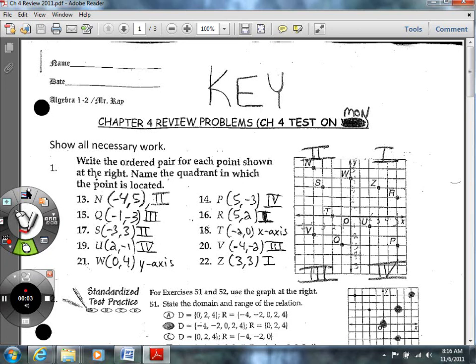Alright, this is a little video explaining all of the solutions to the Chapter 4 review. If you know how to do these problems, you should do absolutely great on the Chapter 4 test on Monday.